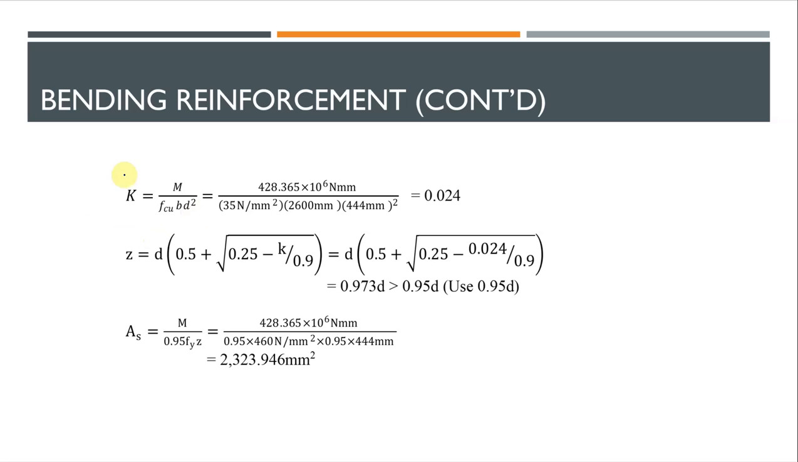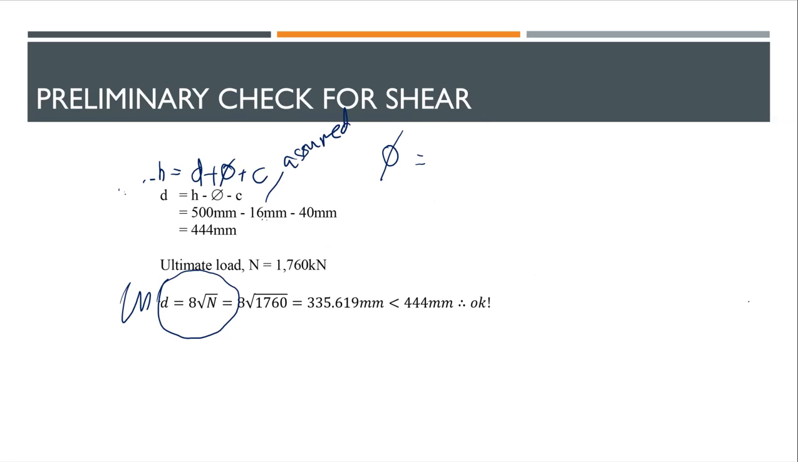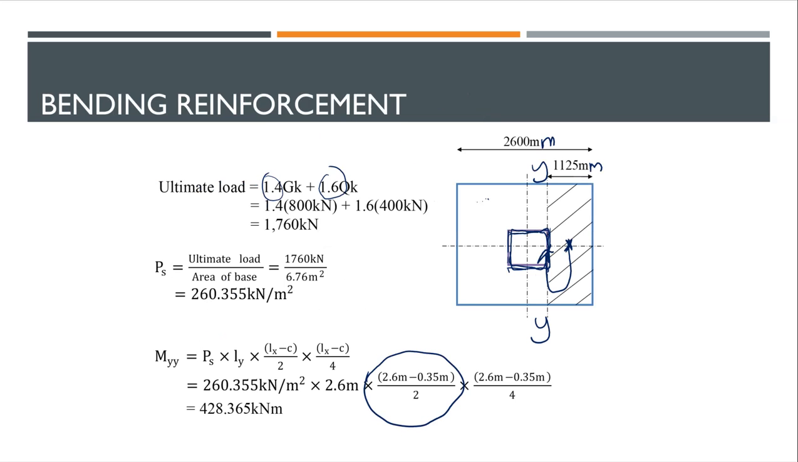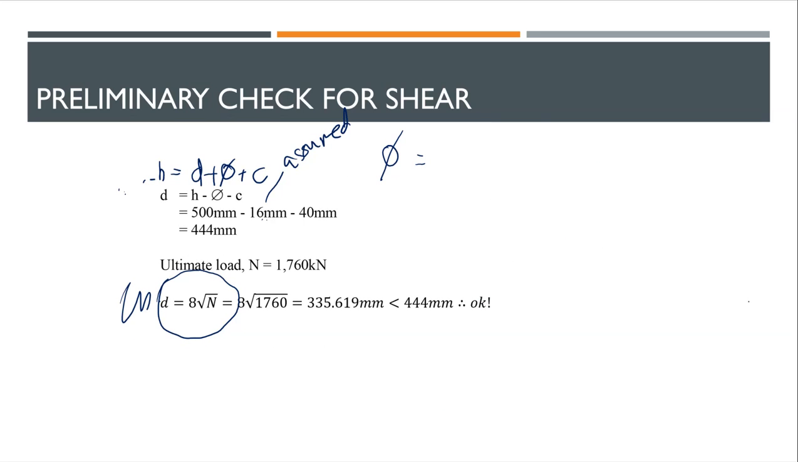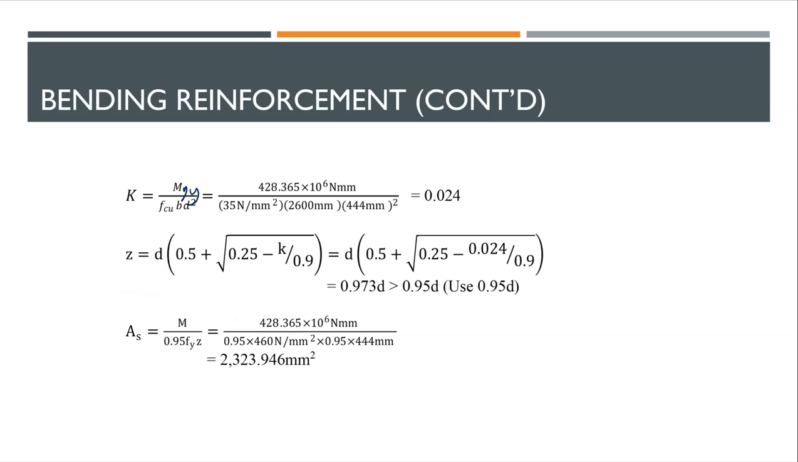So K, when you calculate K, formula masih biasa, but here remember tak ada M equal to WL square over 8. We will never use that formula inside foundation. We're going to use MYY, the one that you calculated masa ini. Okay, here. This is MYY, so you're going to use this formula. Pakai value MYY to put inside this formula and divide with the FCU given in the question.